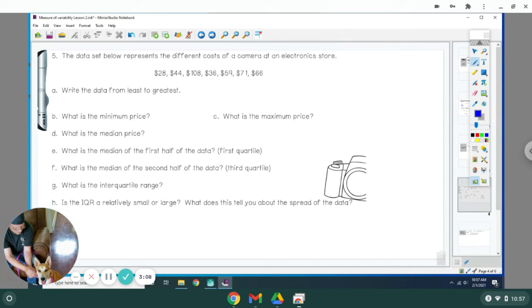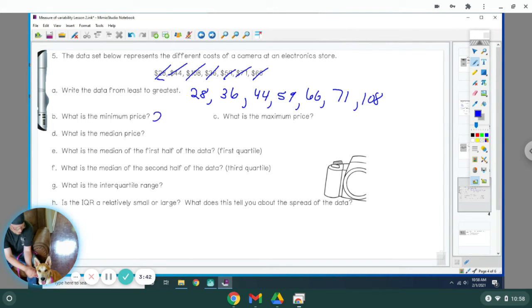So the data set below represents the different costs of cameras at an electronics store. Write the data from least to greatest. All right, so we're going to find the smallest number, which should be 28. So it'll be 28, then 36, then 44, and 59, then 66, 71, and then 108. Okay, so what's the minimum price? The minimum price would be $28. The maximum price is $108.